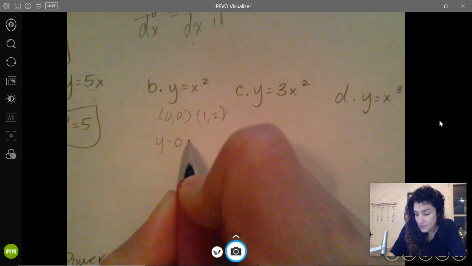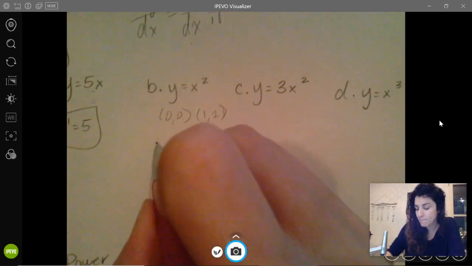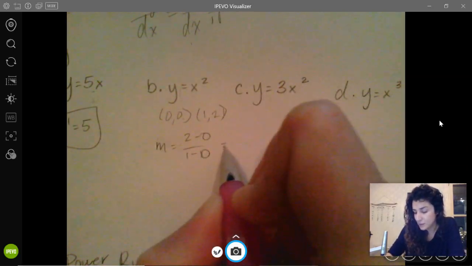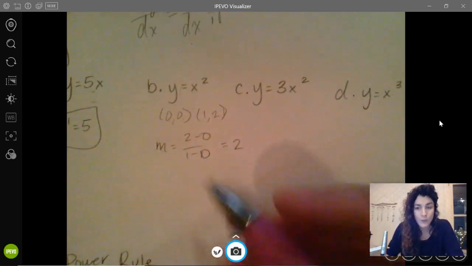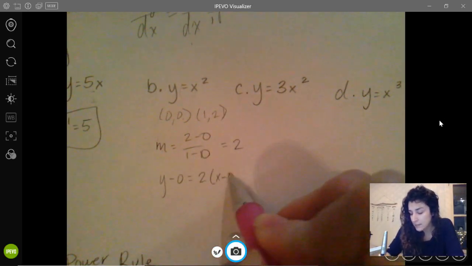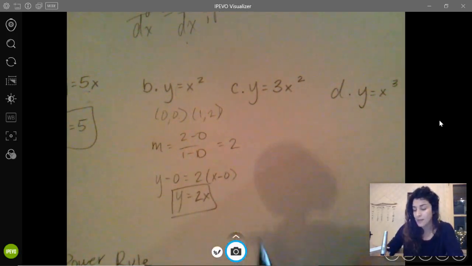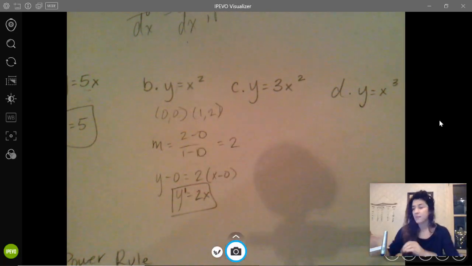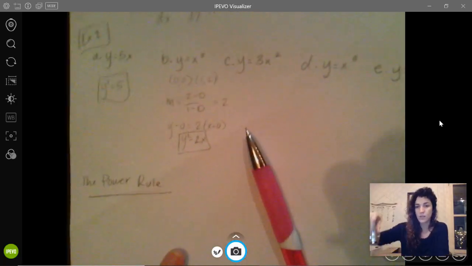y minus 0 equals, oh wait, no, first I have to find the slope. m equals (2 minus 0) over (1 minus 0), which is a slope of 2. So I know that I have a slope of 2, and I know that I go through the origin, so I could do y minus 0 equals 2 times (x minus 0), or hopefully we've pieced together at this point that your equation is y equals 2x, y prime. The derivative of this original function is 2x, the equation of a line.